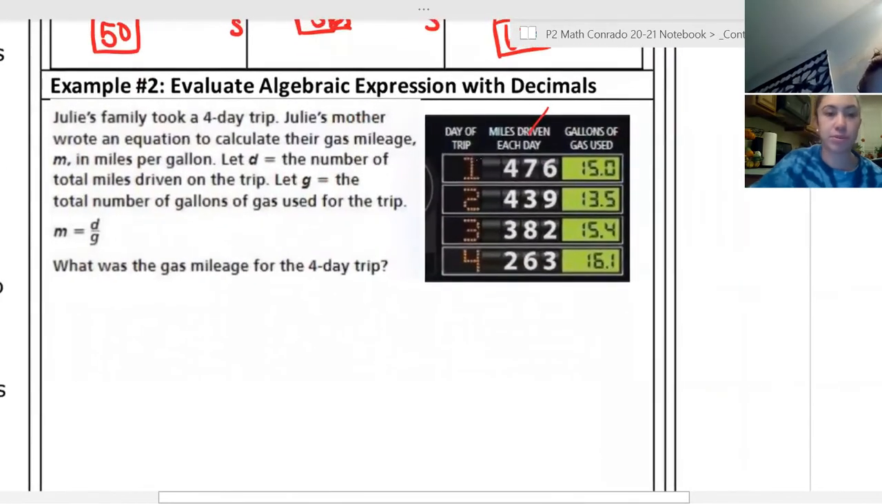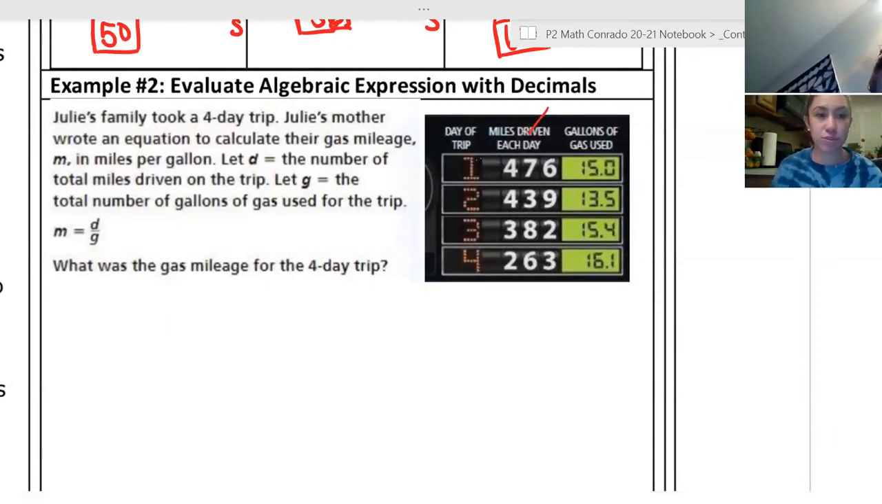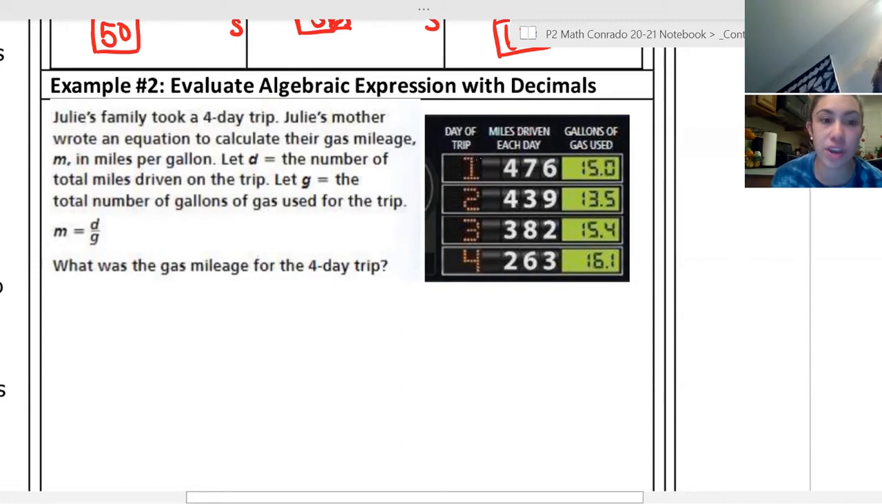Let's move on to example number 2. We're going to evaluate or solve an algebraic expression with decimals. We have Julie's family, and she took a 4-day trip. Her mother wrote an equation to calculate their gas mileage. This is going to be represented with the variable m, or gas mileage, measured in miles per gallon. And the variable d is going to equal the number of total miles driven on the trip.